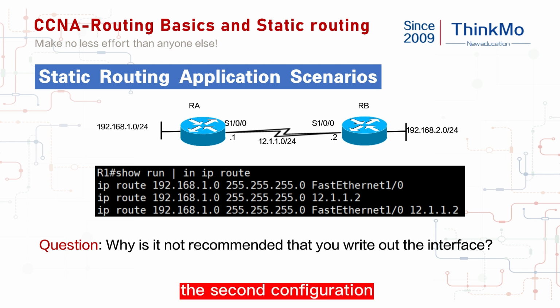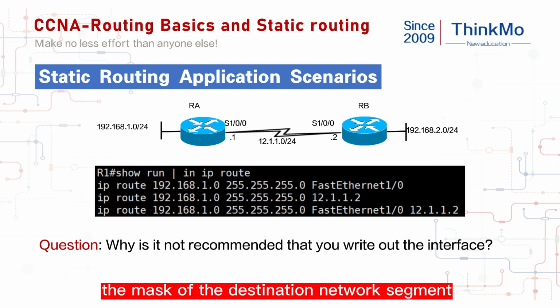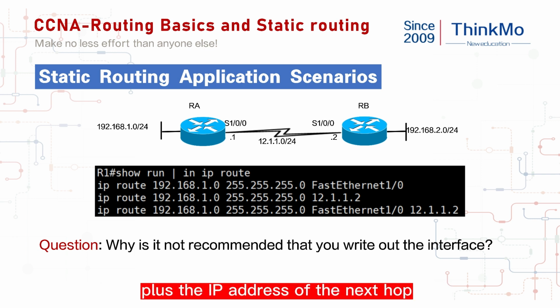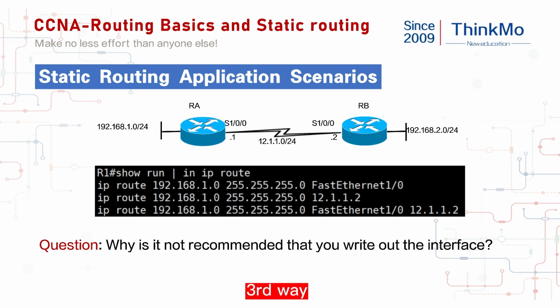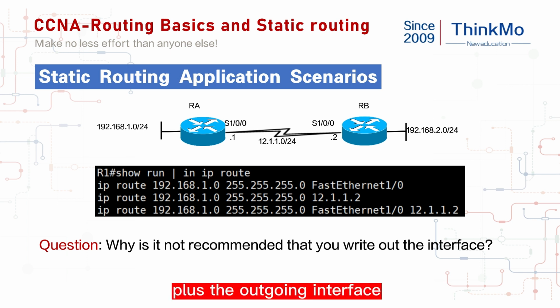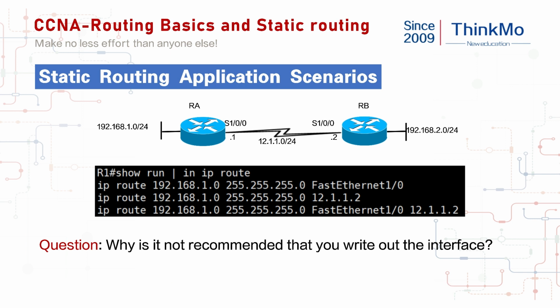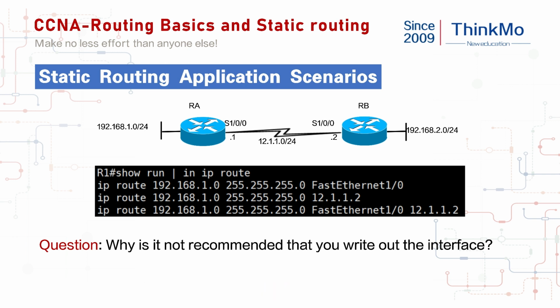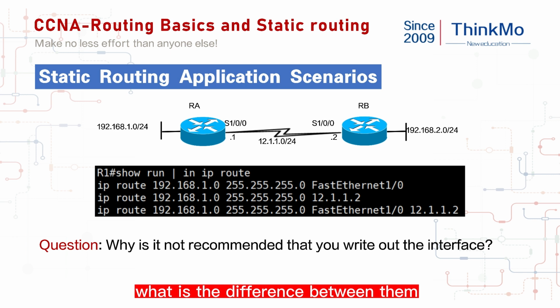The second configuration: destination segment, the mask of the destination network segment, plus the IP address of the next hop. Third way: destination segment, the mask of the destination network segment, plus the outgoing interface, and add the IP address of the next hop. Okay. What is the difference between them?